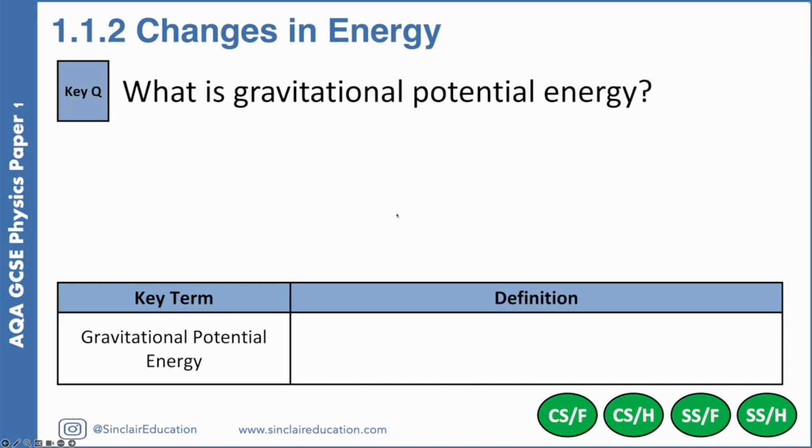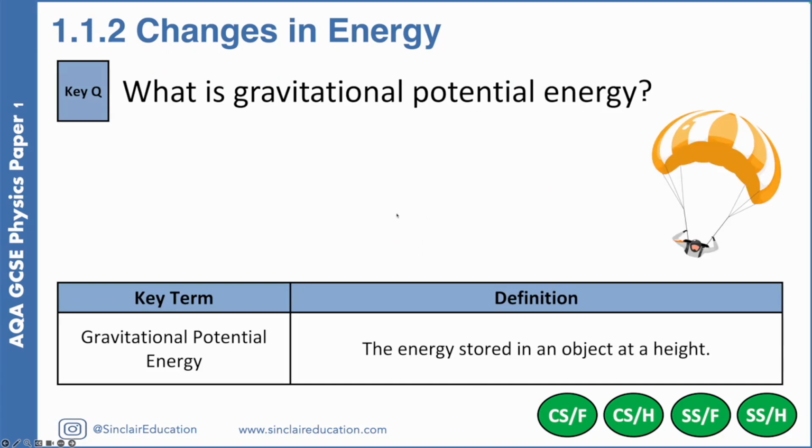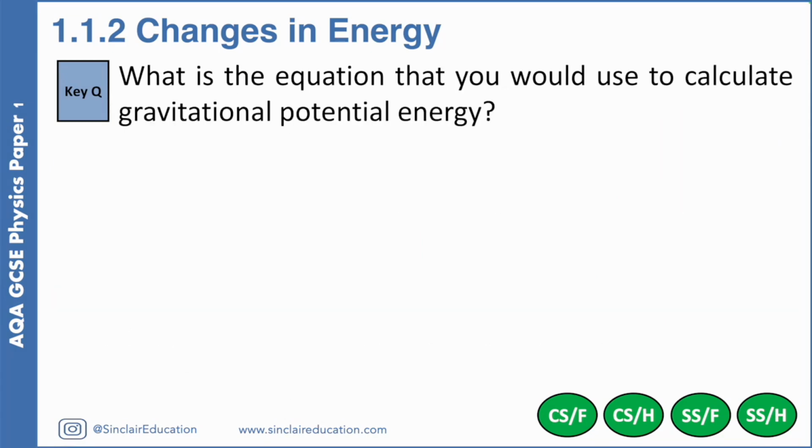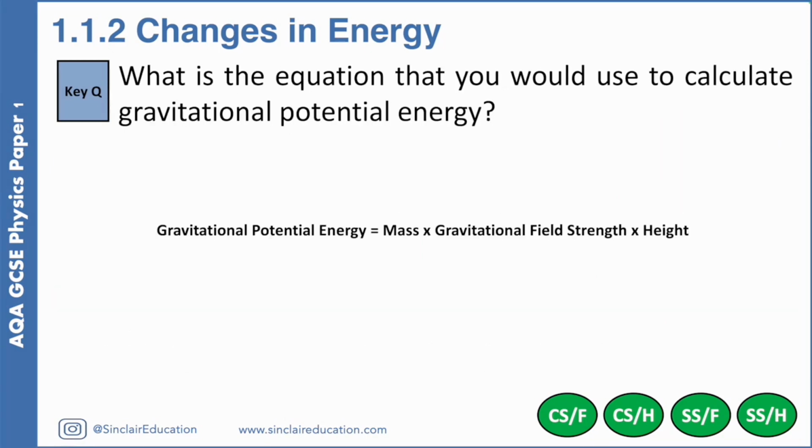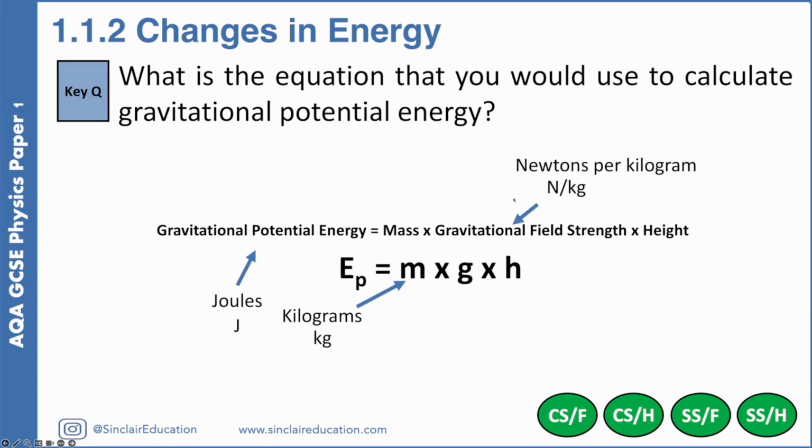With gravitational potential then, this is our energy stored in an object at a height. Our equation is going to be mass times gravitational field strength times height. With this again, know your units, so GPE is in joules, mass is in kilograms, gravitational field strength is in Newtons per kilogram, and height is in meters.